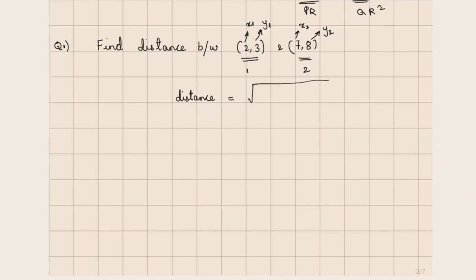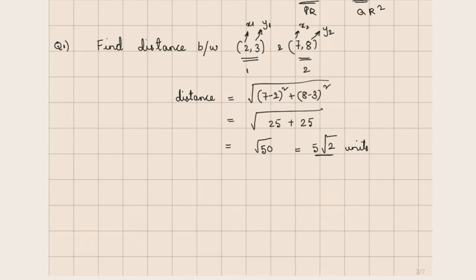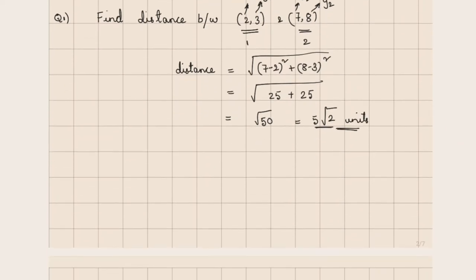Yeah, it's a simple thing. So x2 minus x1, which is 7 minus 2, whole squared, plus 8 minus 3, whole squared, which is nothing but root over 7 minus 2 is 5, squared is 25, plus 8 minus 3 is 5, squared is 25, which is equal to root 50, which can also be written as 5 root 2 units. Yeah, it's a simple problem.